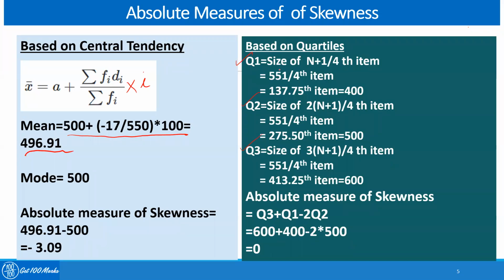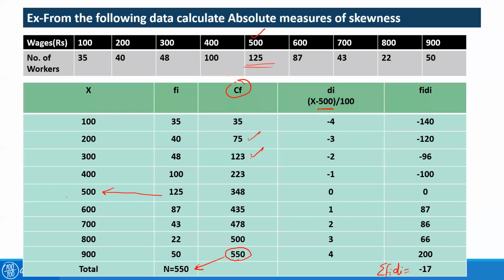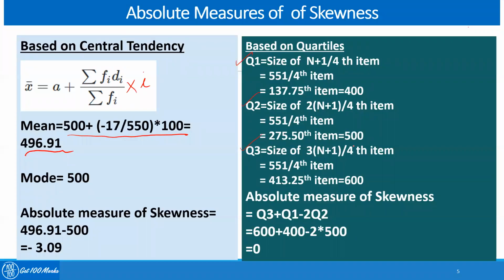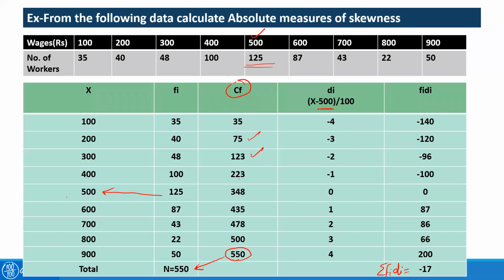Now (n plus 1) by 4th. So (550 plus 1) by 4th item. 551 by 4 is 137.75. We will check in the cumulative frequency which value has just crossed 137.75. We can see the value is here. Therefore, this corresponding x value is your quartile 1.